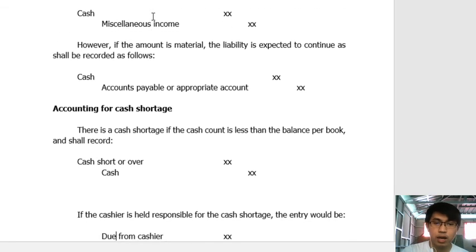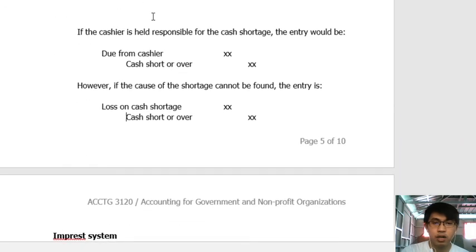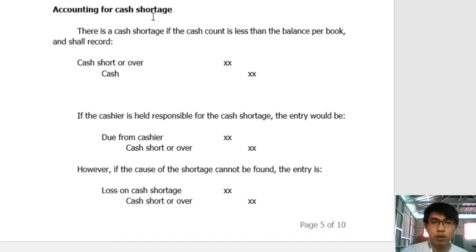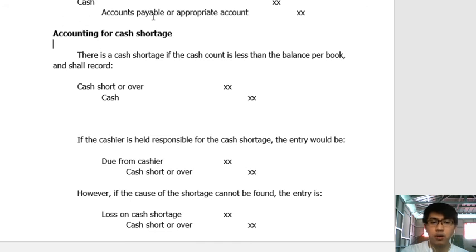Okay, let's go with accounting for cash shortage. Alam naman na natin what a cash shortage is. So, if the cash count, halimbawa binilang yung iyong cash on hand, is less than the balance per book, you have a shortage. So, how do you account for cash shortage? You debit cash short or over and then you credit cash. For example, 5,000 ang nasa cash item mo sa iyong financial statement, pero nung binilang 4,500 lang, so short ka ng 500.